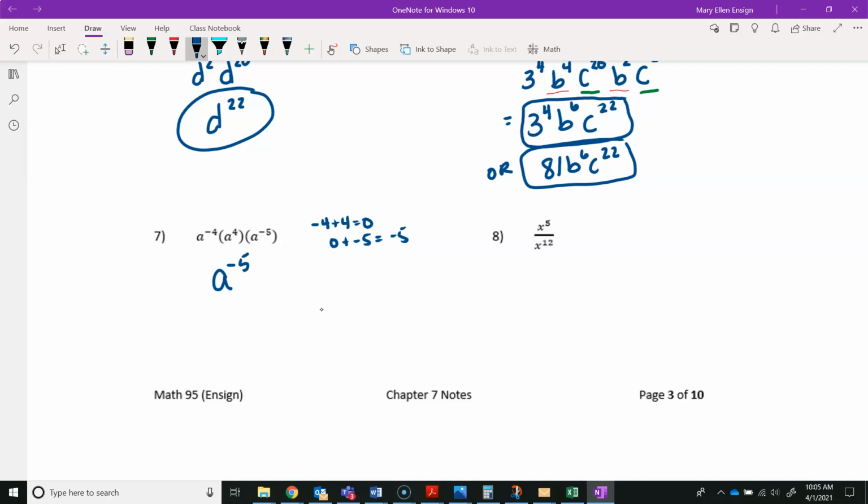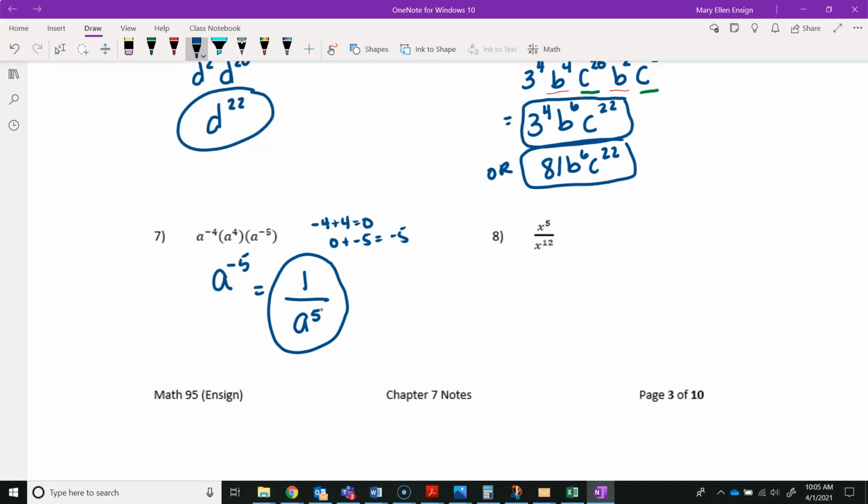Okay, so a to the negative 5th is what I get when I add those exponents. Well, I need to change that because it's a negative exponent, so I'm going to put it on the bottom, and I need to put a 1 on the top of that fraction as a placeholder.